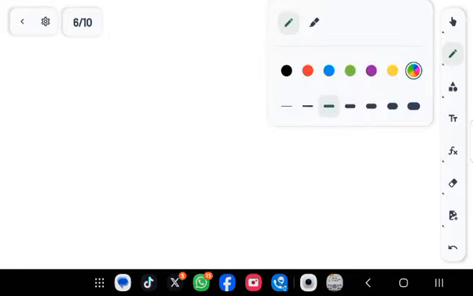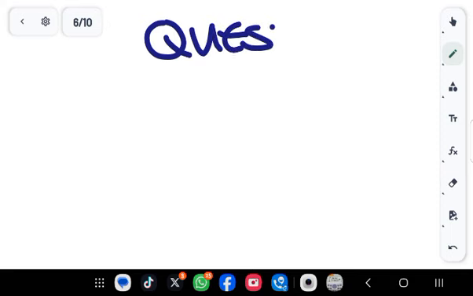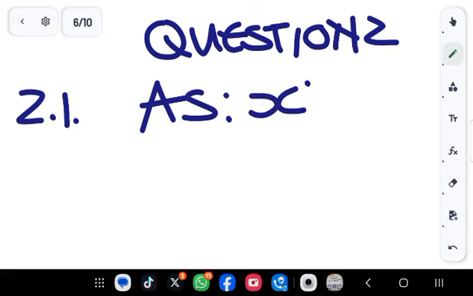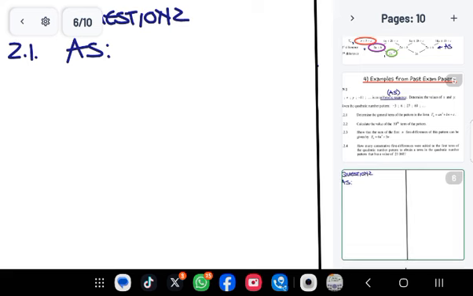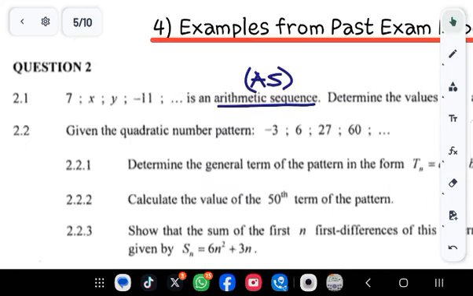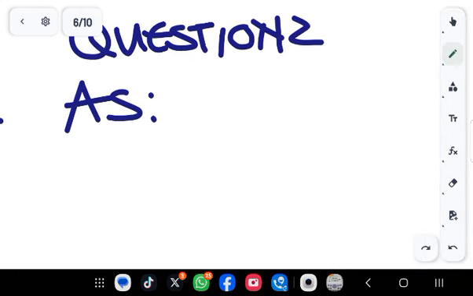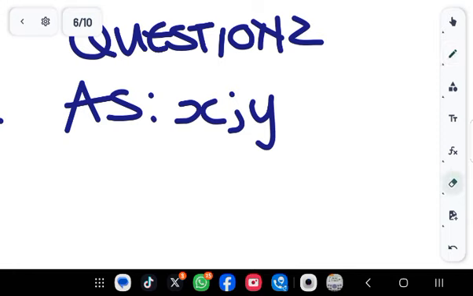So this is question 2, question 2.1. We've got the arithmetic sequence 7, x, y, negative 11. Let's go back. 7, x, y, negative 11.